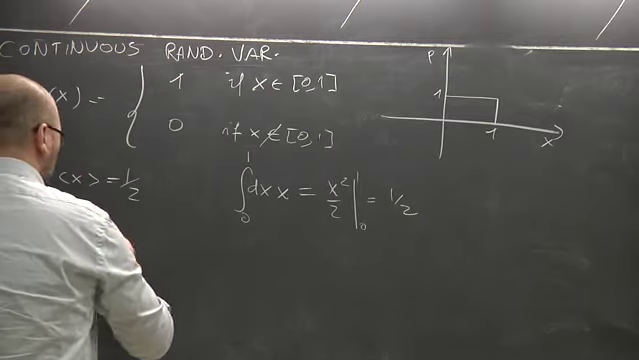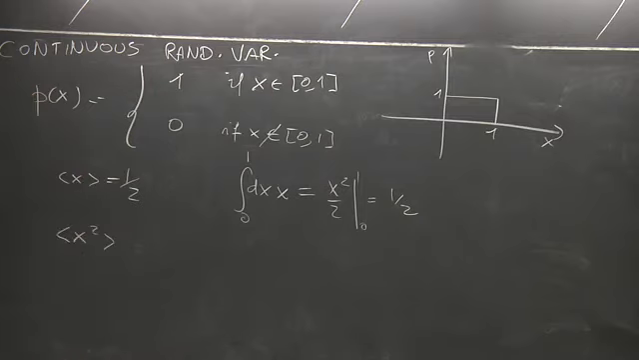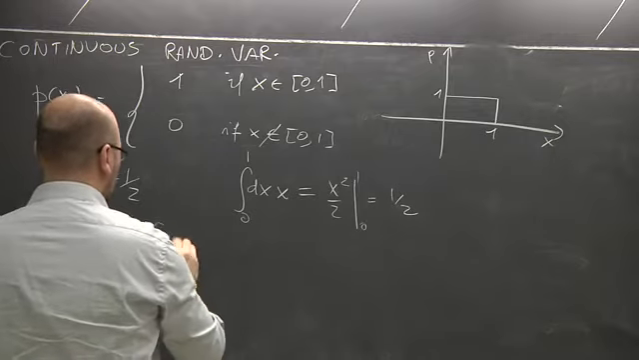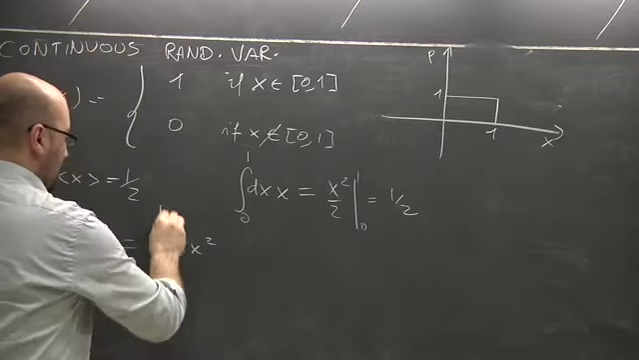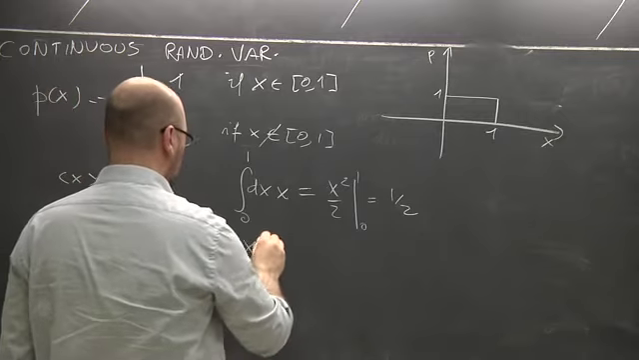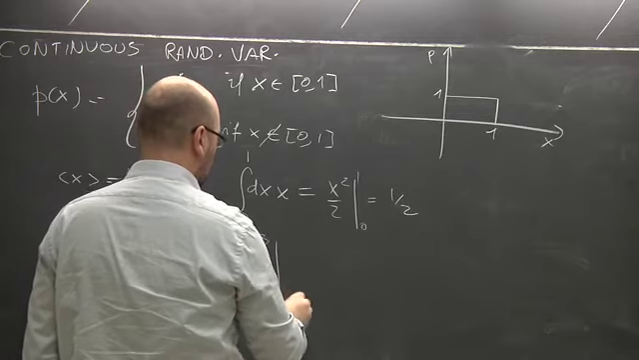What's the average of x squared? 1/3. Right? Because this is the integral dx of x squared, which is x cubed divided by 3 calculated between 0 and 1.